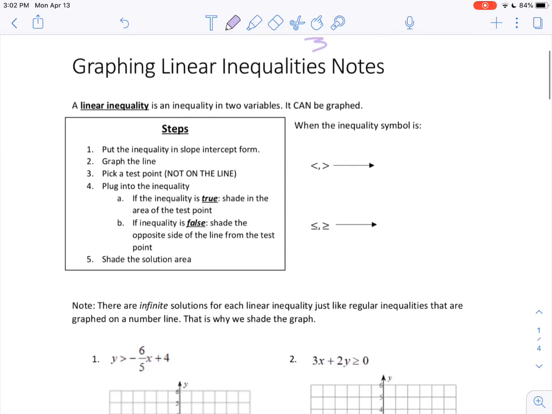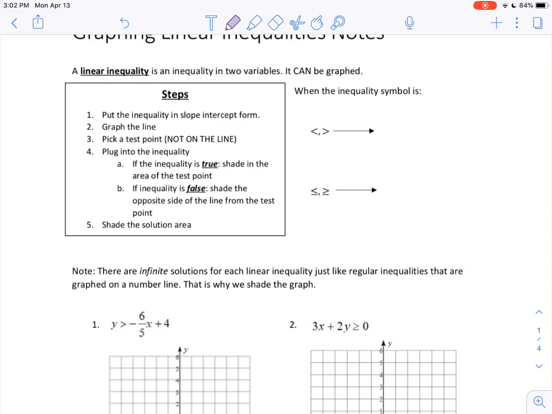Okay, so I listed out all the steps for you guys. So it's going to be the same thing as if I had an equal sign. So I still want to put it in slope-intercept form, so I want y to be by itself. And then I'm going to graph that line using any method that you want. I recommend using slope-intercept form. And then I'll show you where to go from there.